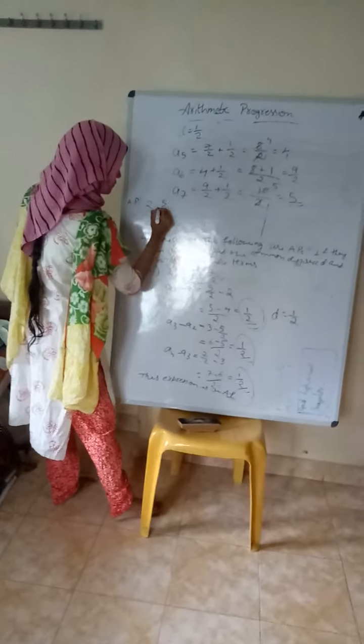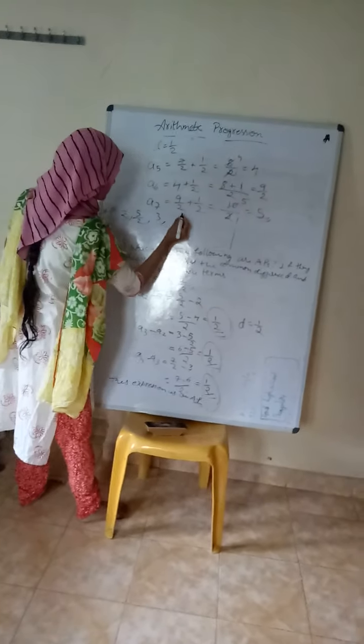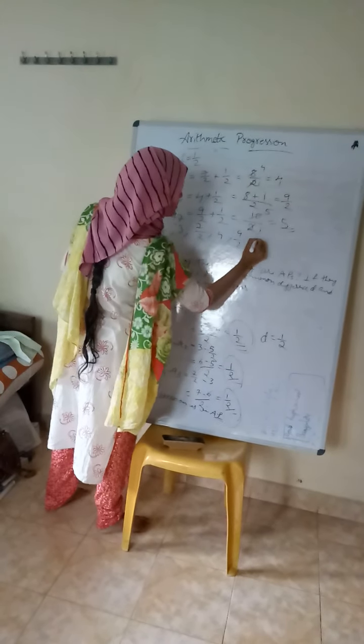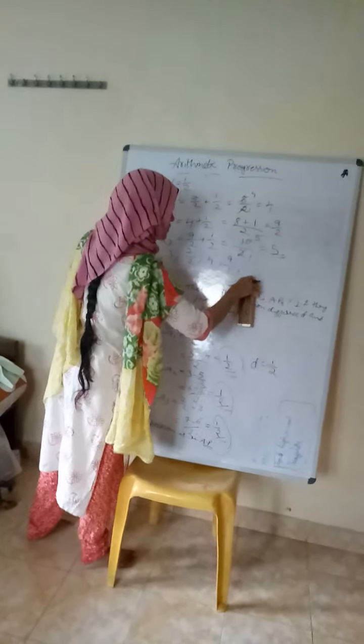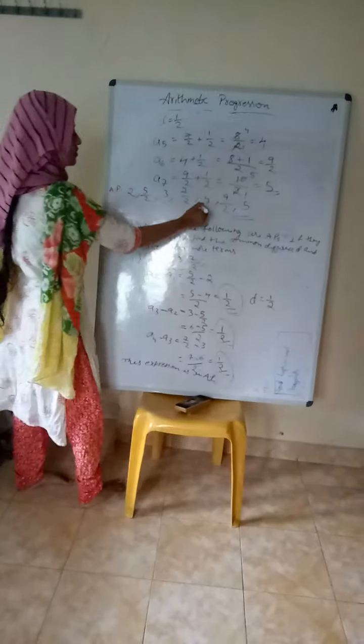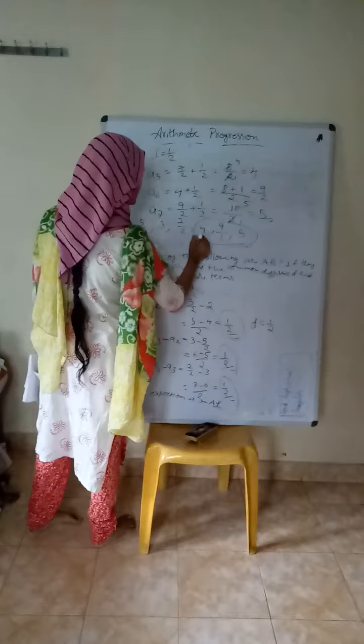AP: 2, 5 by 2, 3, 7 by 2. Next we have got 4, 9 by 2 and 5. So we got the next 3 terms: 4, 9 by 2, 5. So for this, another we will solve.